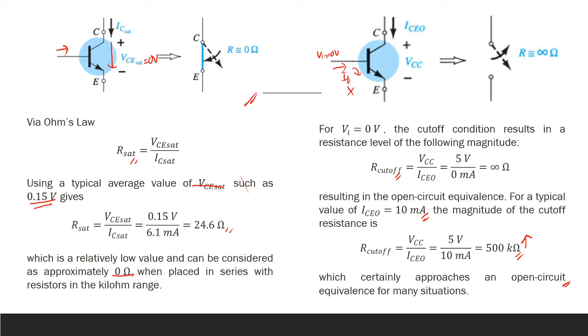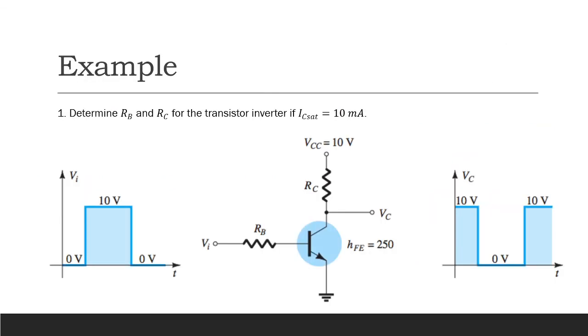So, ganun class yung nangyayari. Ayun, so ganun lang tayo mag-analyze ng mga transistor circuit as switches. So, example tayo. Determine RB and RC daw for the transistor inverter if IC SAT is equal to 10 milliamperes. So, pinapahanap sa atin is RB tsaka RC.